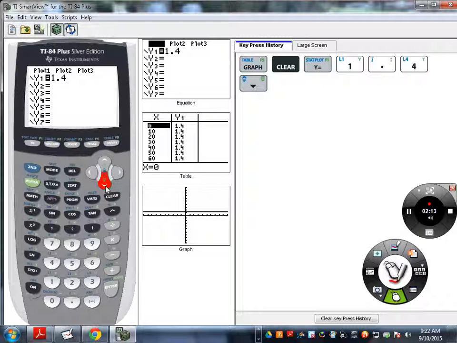Right now it's on, and that means whenever I graph anything, that line is going to show on the graph. So sometimes maybe you want to enter in a bunch of equations, but you don't want to see them all at the same time. You can turn some of them off and some of them on. Okay? All right, let's go ahead and enter in y2.